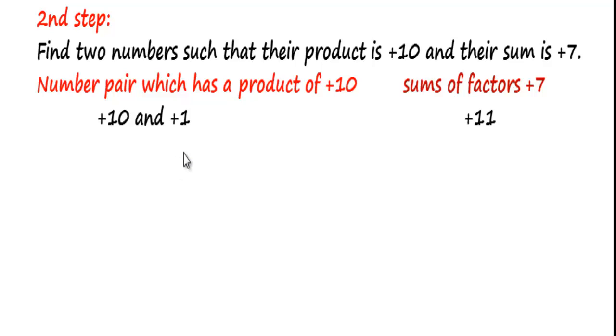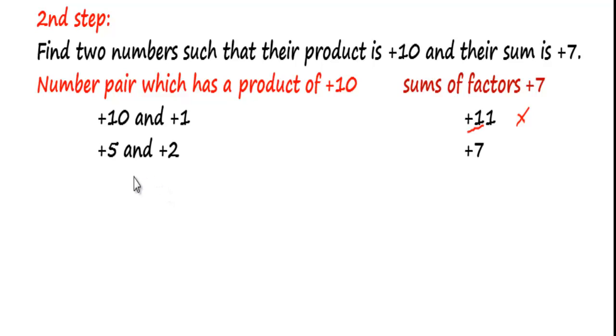Now I'll suggest first one that when you multiply plus 10 and plus 1, you are going to get 10, but when you add them together, you are going to get plus 11. That means this one is not going to work. Are you seeing it? Because when you add the numbers, it's supposed to be plus 7. Let's suggest another number again. Yes, we are suggesting plus 5 and plus 2.